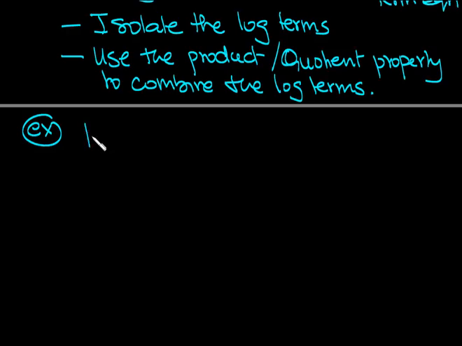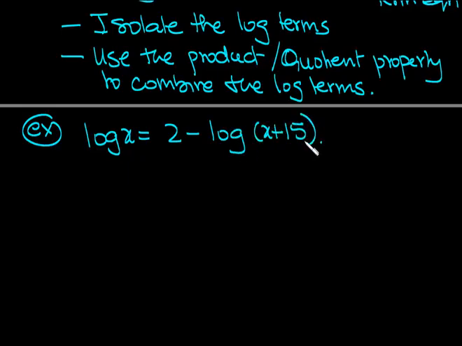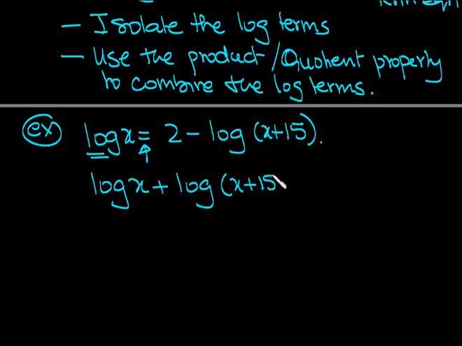So let's say you have log of x is equal to 2 minus log of x plus 15. Okay, this is a logarithmic equation because it has logs and equality, so we know that. And the other thing we also note is that I have two log terms, so I need to isolate the log terms on one side. So let's move all the log terms to one side. By the way, the base of this log is 10 since they haven't given that to us.